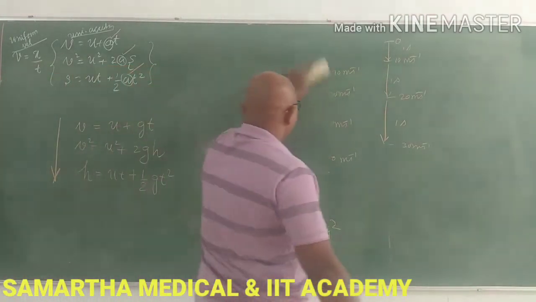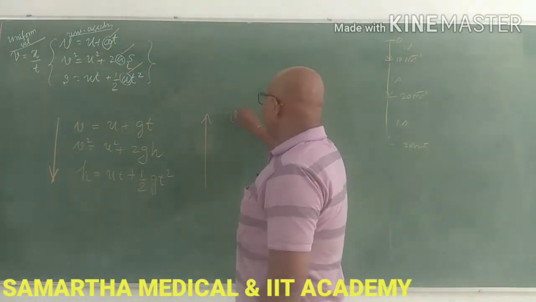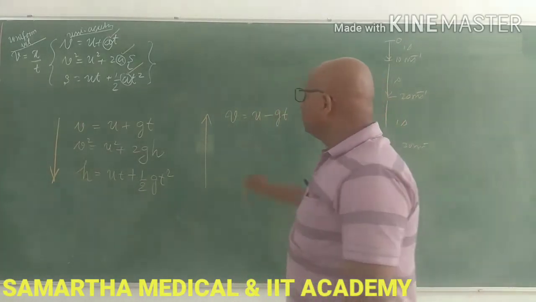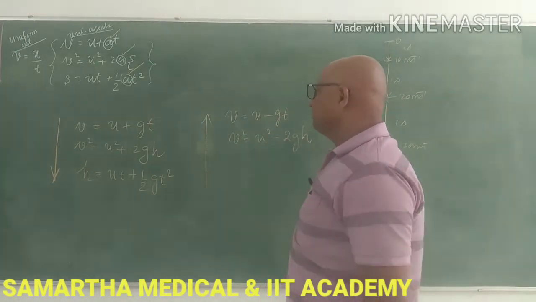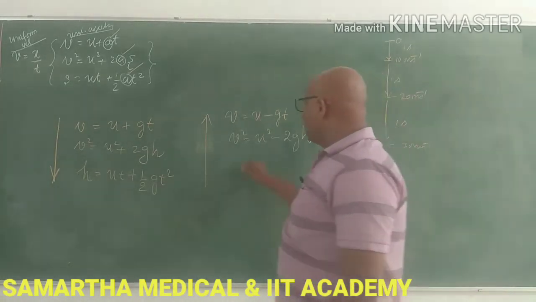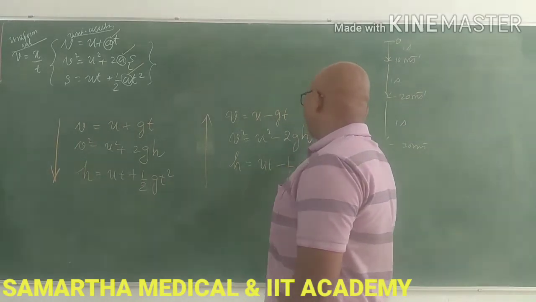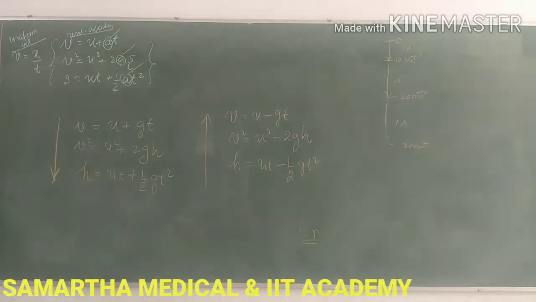What is the equation for upward motion? If you are throwing the object upwards, then v = u − gt. Very simple, because g becomes negative. So v² = u² − 2gh, because g is negative, and h = ut − ½gt², because g is negative. So these three are the common equations for motion under gravitation. Okay.